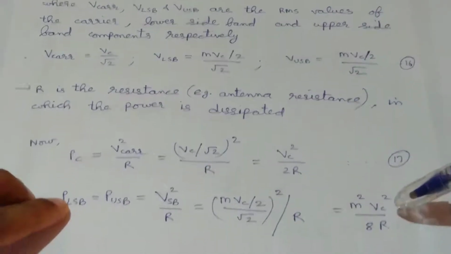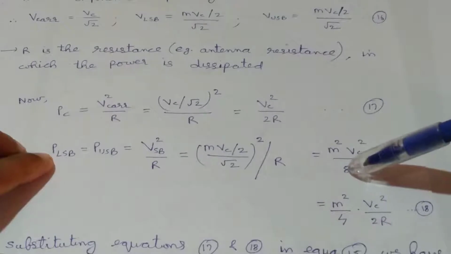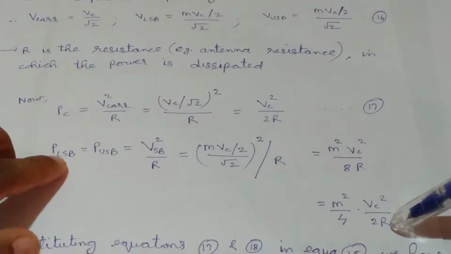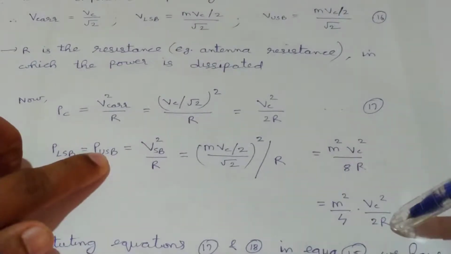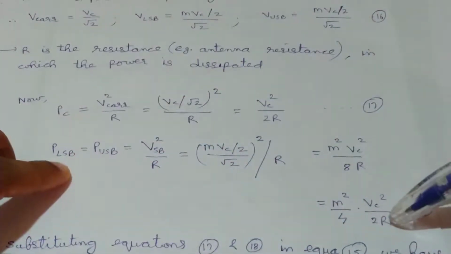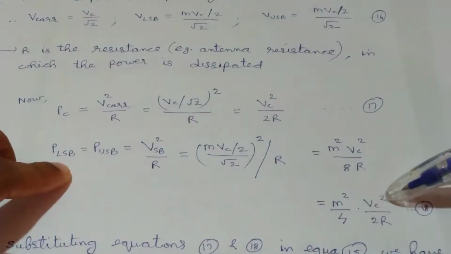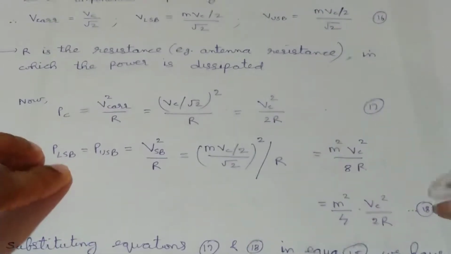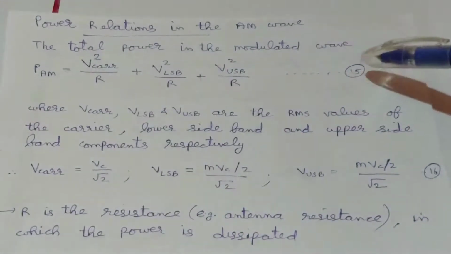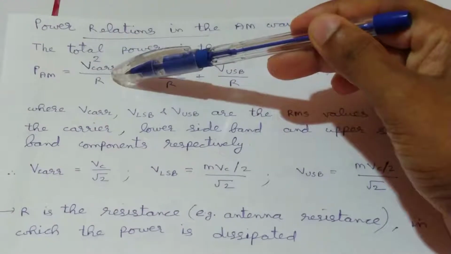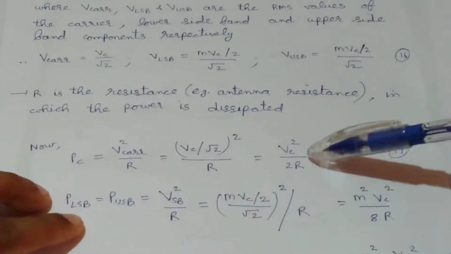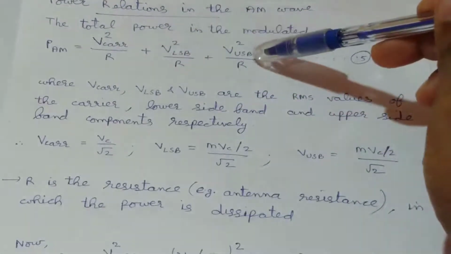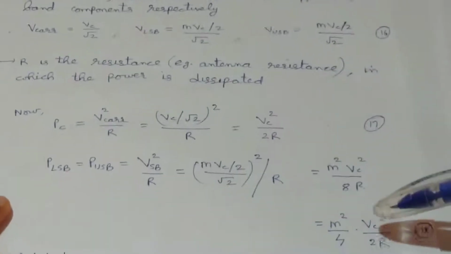Then we can rewrite this one as M square divided by 4 into Vc square divided by 2R. So the power developed by the lower sideband and upper sideband across the resistance R is equal to M square divided by 4 into Vc square divided by 2R. Now we are going to substitute these three values in our equation 15. Okay. So the power developed by the carrier across the resistance R is Vc square by 2R, and the power developed by the lower sideband and upper sideband across resistance R is equal to this one.